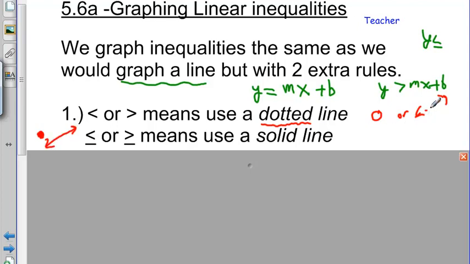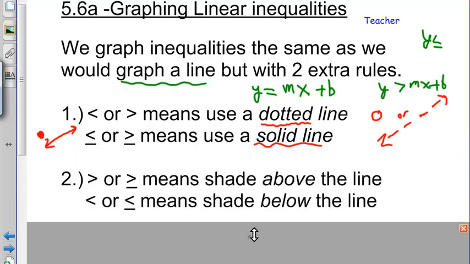So you can imagine with the dotted line, you're not including the line, right? And with the open circle, you're not including the circle. So that's what's happening here. Okay, so this is what you want, a dotted line or a solid line. If there's a line underneath it, draw a line. If there's no line, it's dotted.